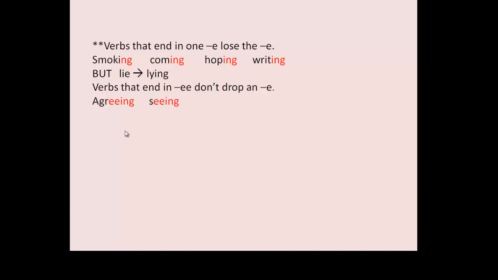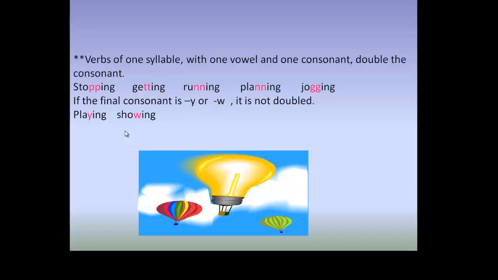Now for verbs that end in double E, don't drop an E, like agree, agreeing, see, seeing. So if any verb ends with a double E, we mustn't omit the double E, we just add ing at the end of the verb.